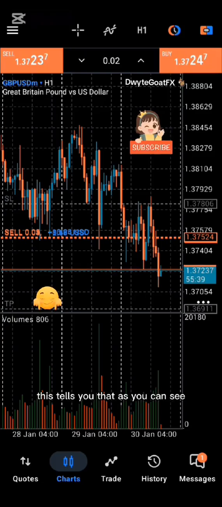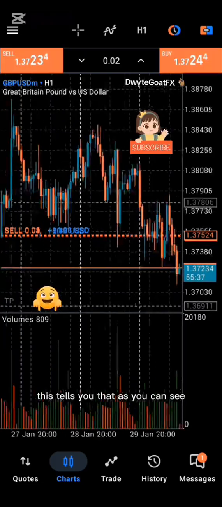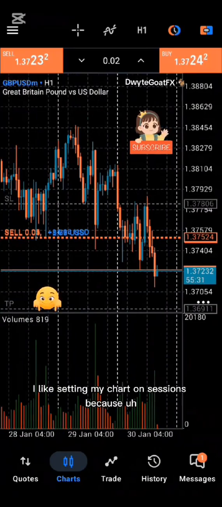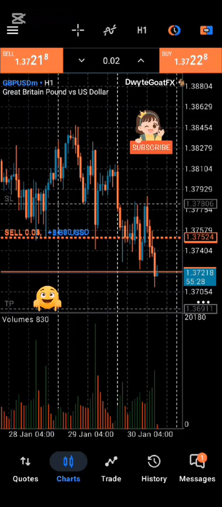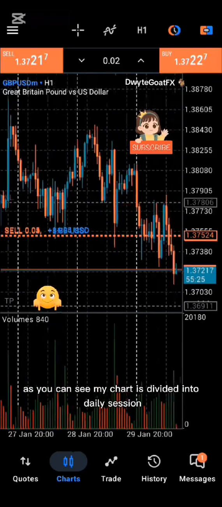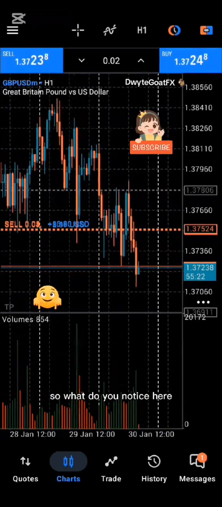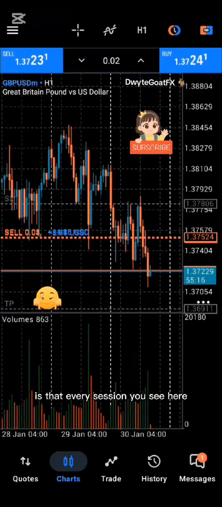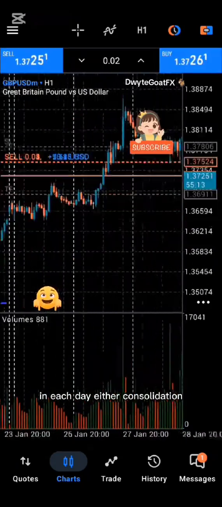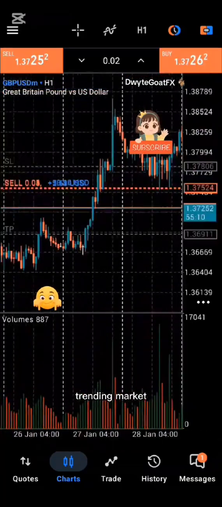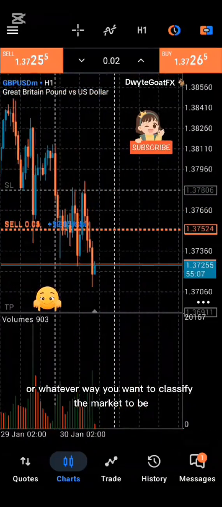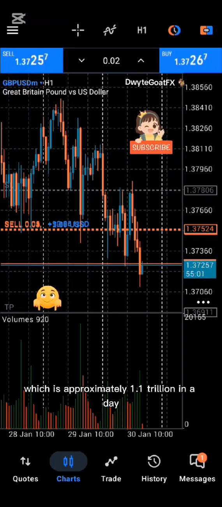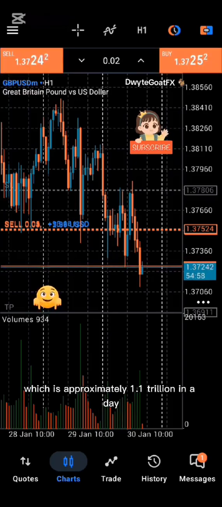What does that tell you? Just like you already know, I like setting my chart on sessions, because as you can see, my chart is divided into daily sessions since I'm on the 1 hour chart. So what do you notice here? What I'm trying to tell you about GBPUSD is that every session you see here in each day, either consolidation, trending market, or whatever way you want to classify the market, there is a total volume of both buyers and sellers, which is approximately 1.1 trillion in a day.